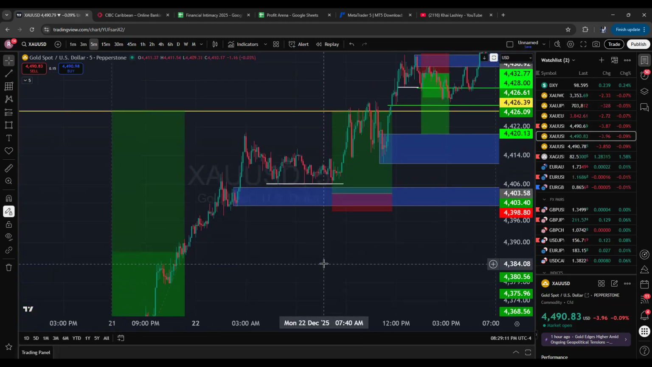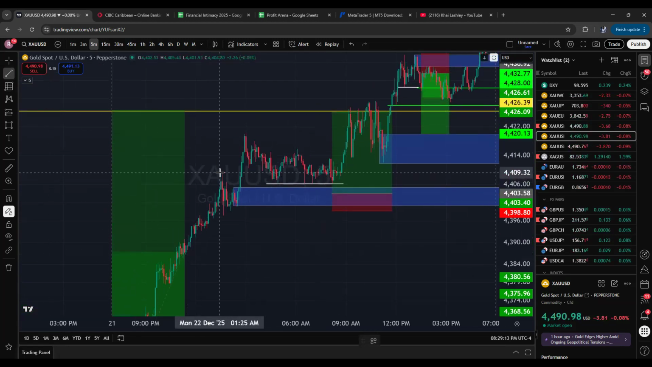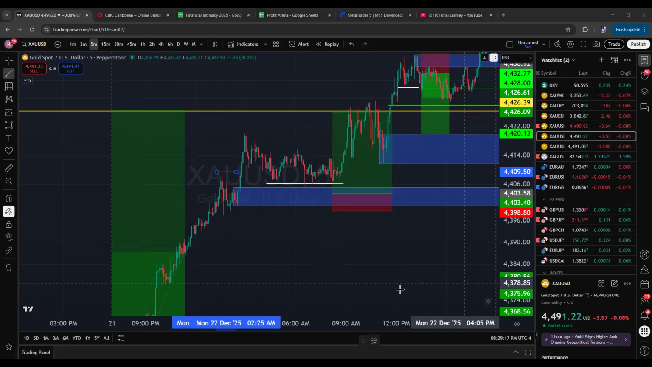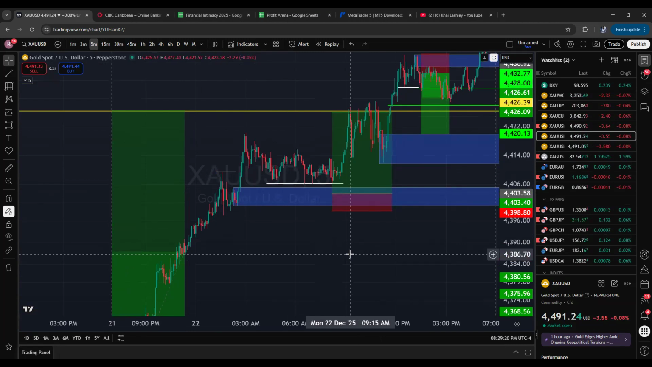Let me see what's going on. Same thing, take the highs, and if it pulls back, those are the setups. I can't make it any simpler than that, guys.